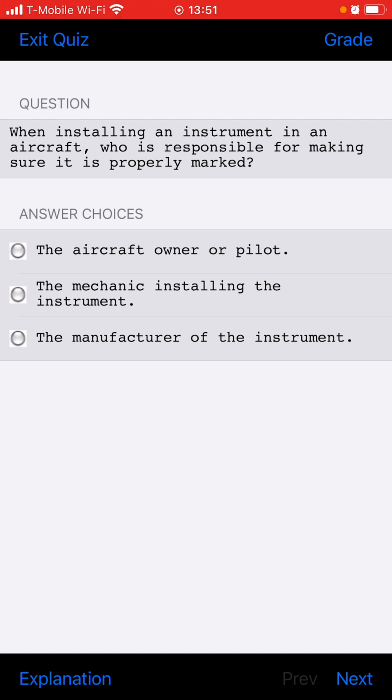Is it legal to fly that airplane beyond the inspection requirement, and if so, how long? Yes, the aircraft may be operated up to 10 hours if required to reach a place where the inspection can be accomplished.